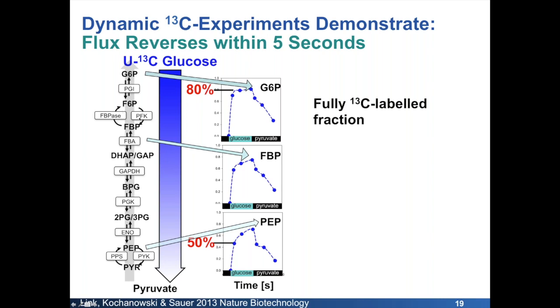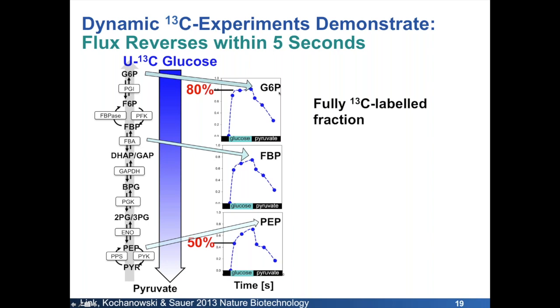So here's the pathway of glycolysis, the simplified version. Initially the cells were grown from here, from pyruvate. There was glycolytic flux going up. And now we add glucose, and suddenly the flux should be going down. The question is, how fast does that happen? By using uniformly C13 labeled glucose, we can easily determine the labeled fraction in the mass spectrometer.